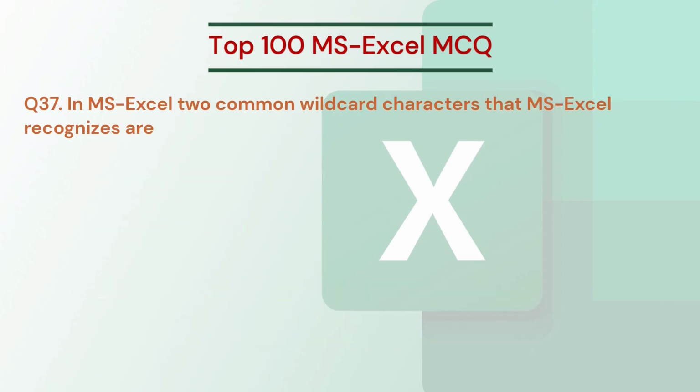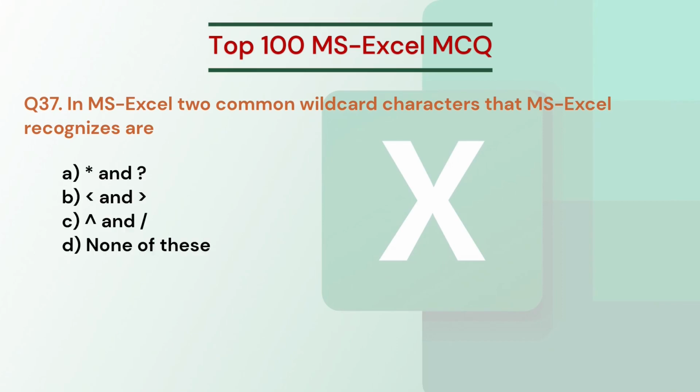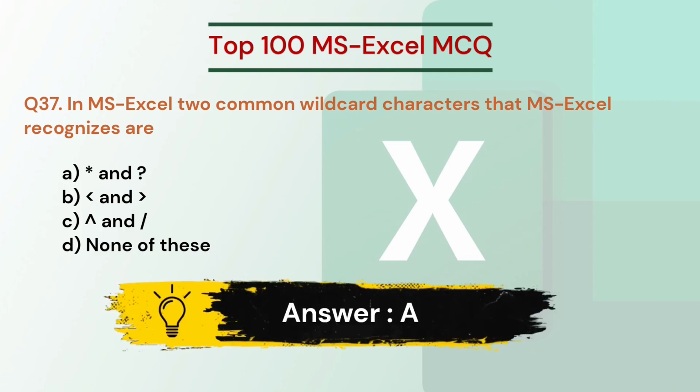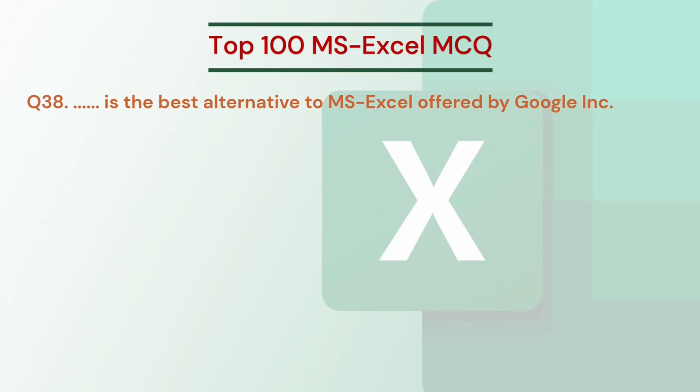In MS Excel, two common wildcard characters that MS Excel recognizes are A. Asterisk and question mark. B. Less than and greater than. C. Caret and slash. D. None of these. Correct answer is A. Asterisk and question mark.